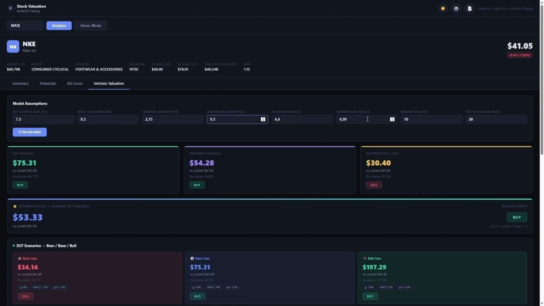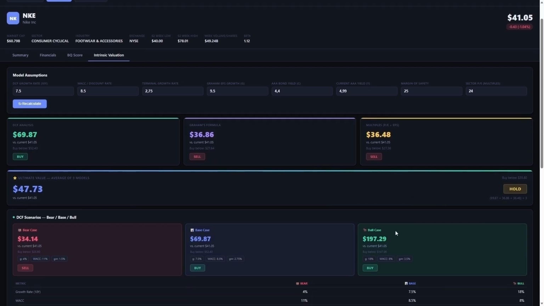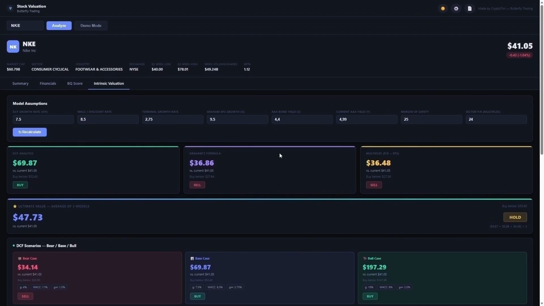This is okay. This is okay as well. Margin of safety, it takes 25% in this case, and a sector PE of 24. Then we just click recalculate, and we can see these prices here already changed. So based off your input, your ultimate value, DCF analysis, Graham formula and multiples PE will change. So definitely not ashamed to ask AI to help you with this till you get more experienced and can fill in these numbers on your own.